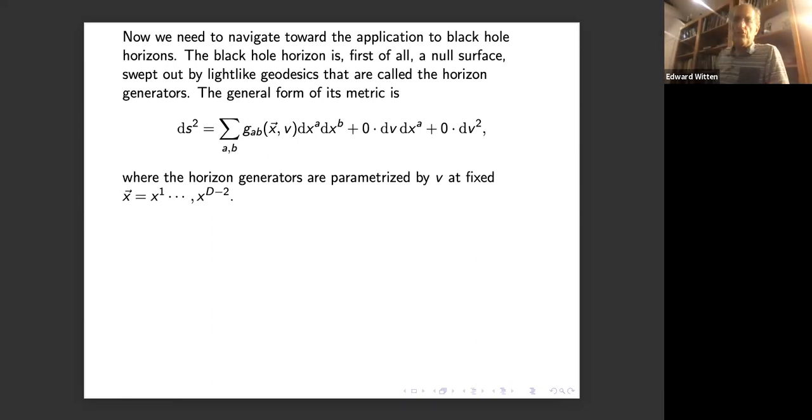Well, yeah. This is only the metric of the horizon. And then we showed that in this situation where the generalized second law is interesting, G_AB is actually independent of V. So this is just a spatial metric with no dependence on V, plus 0 times the terms that involve V.